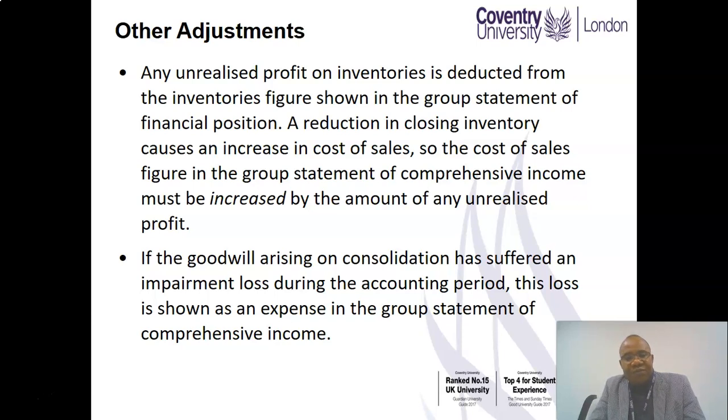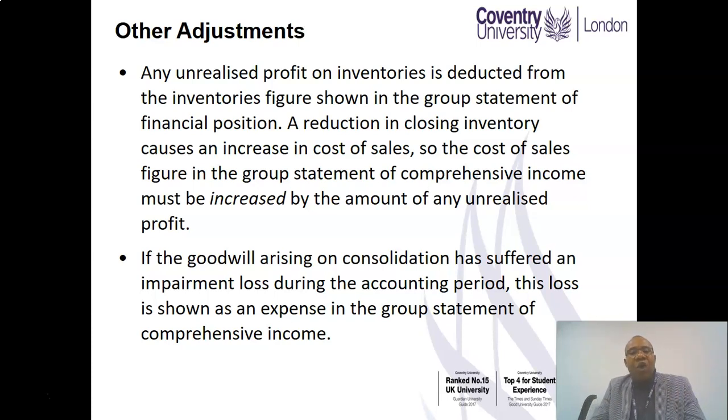Now think about it. If Company A had not sold the goods to B, Company A would have had inventory of 10,000. But now that the goods have been sold to Company B, B now has inventory of 12,000. Which means the inventory is overstated. Because the group is looked upon as a single entity, that profit of 2,000 is unrealized. It is unrealized because it is still within the group.